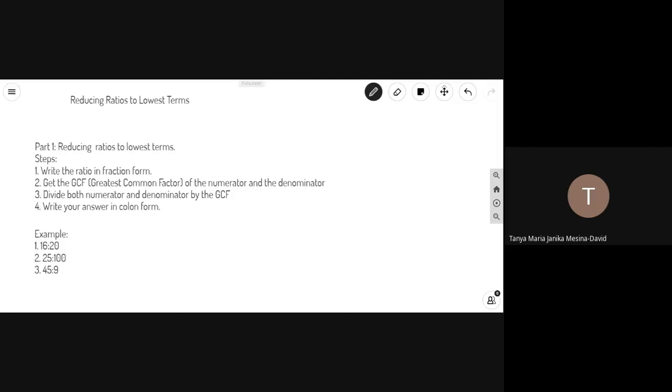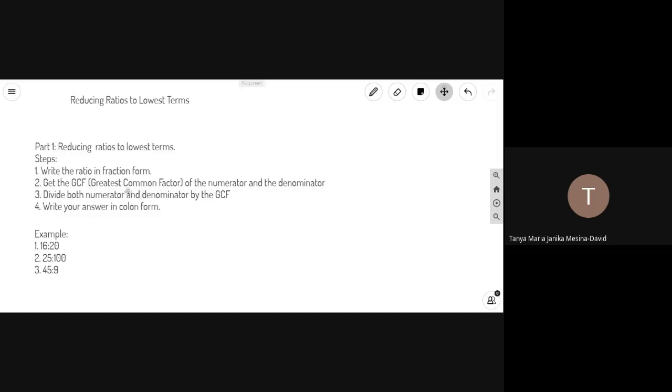First, we write the given ratio in fraction form, and then get the GCF, or the greatest common factor, of the numerator and the denominator. If you will recall in your previous lessons, to get the GCF, we have different methods. We can use the prime factorization method, the listing method, or the continuous division method. It's up to you what you would want to use, since the skill you are learning here is reducing ratios to lowest terms.